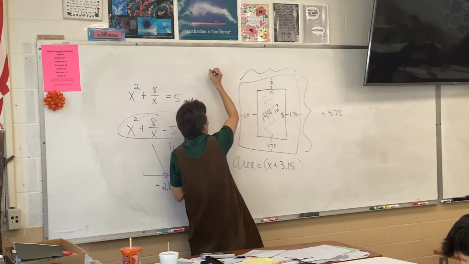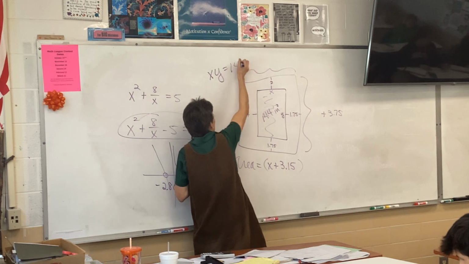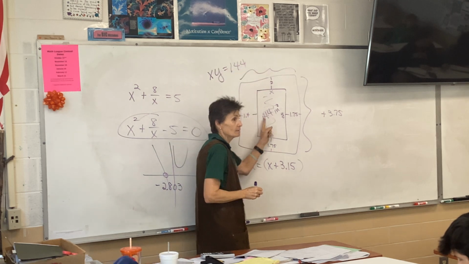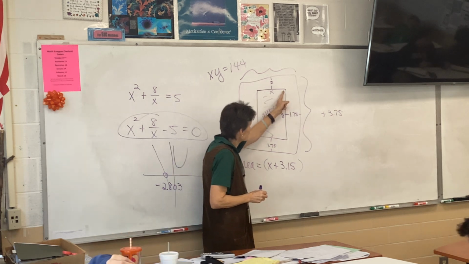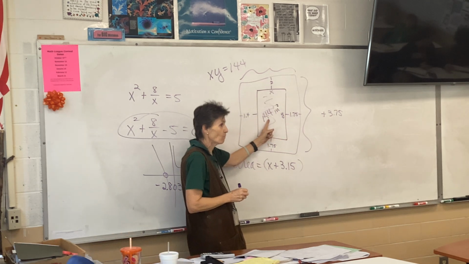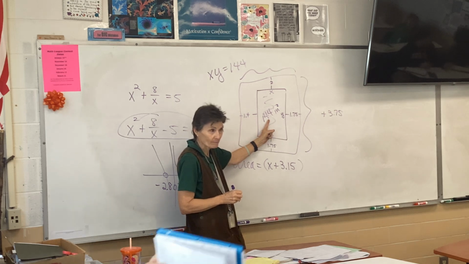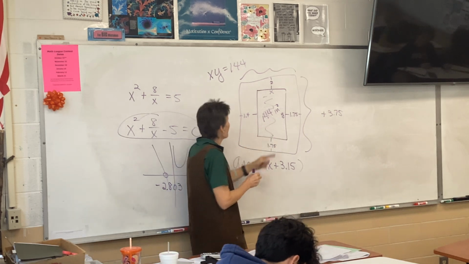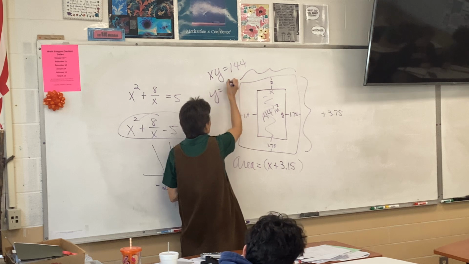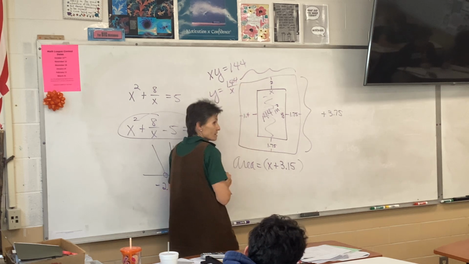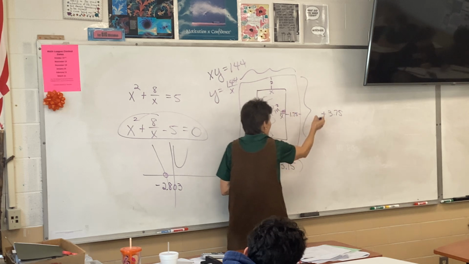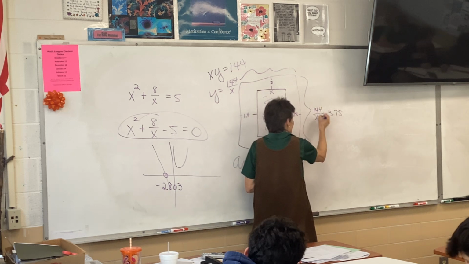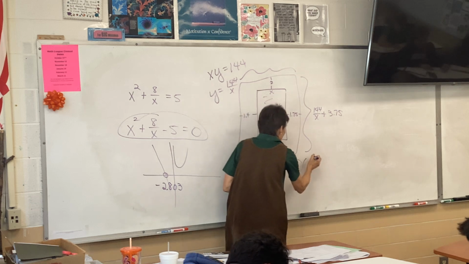For height, X times y is 144, divided by X. 144 over X. X times y is 144. They tell me that in the problem. So that means y is 144 over x. So this is 144 over x plus 3.75.